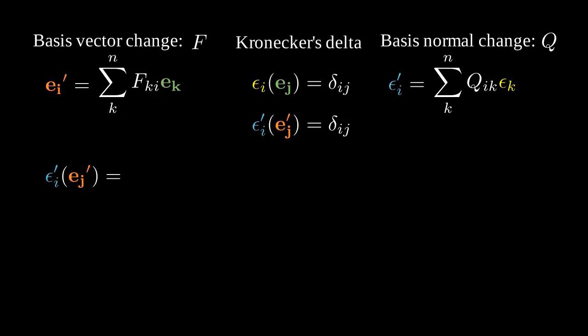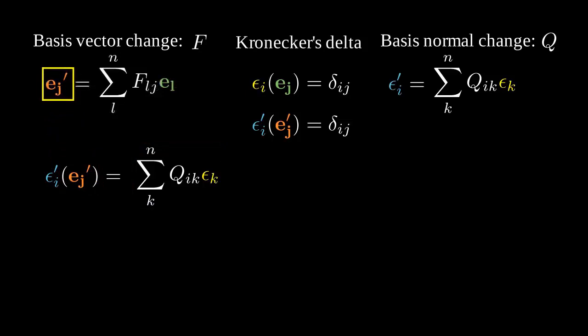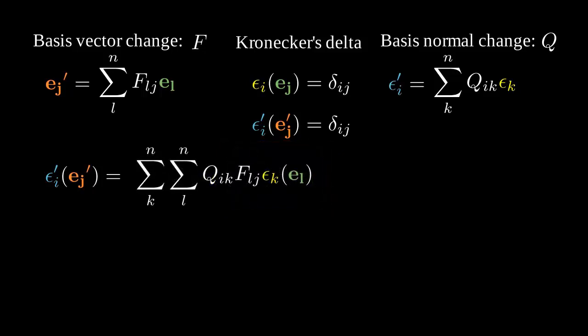Let's compute the new basis. Epsilon i dash is here, substitute with sigma qik epsilon k. ej dash is here, but we need to change the indexes, so as not to confuse it with epsilon i dash. Substitute with sigma flj el. Using linearity, we can rearrange the terms. This epsilon k el is Kronecker's delta. Because of Kronecker's delta, when l is not equal to k, the value is 0. We can rename the index l to index k since all l that are not equal to k will be removed. Thus flj becomes fkj.